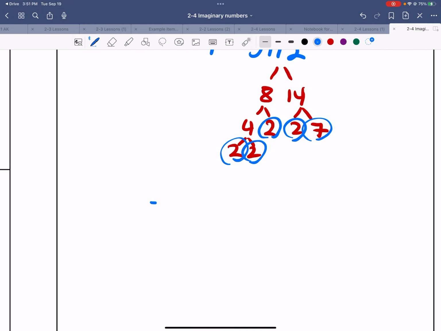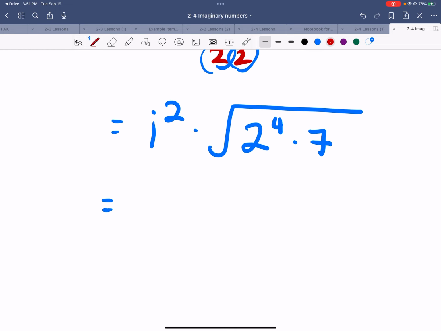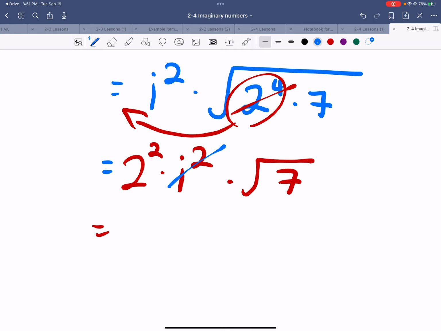So this one is I squared times square root of 2 to the fourth power times 7. Now, this one you can take out twice. And if you take out twice, you've got nothing left over, and I still have square root of 7. And let's simplify. I squared is -1. 2 squared is 4. So 4 times -1 is -4 square root of 7. All right?